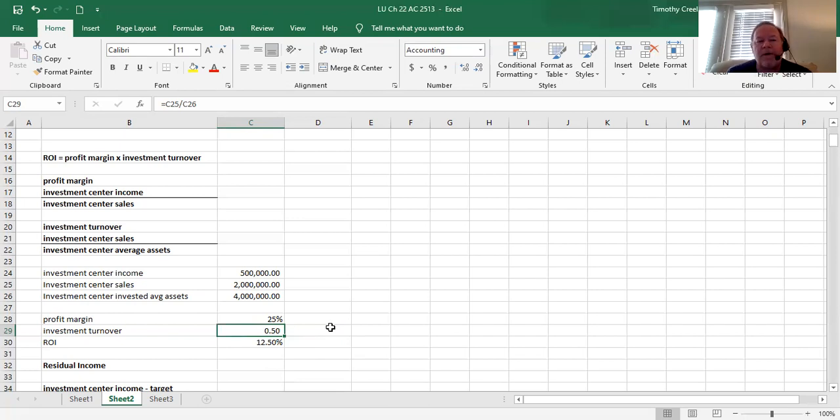Now, ROI is very well used. It's easy to understand. It also basically, again, like I said earlier, you can evaluate different parts of your company that are of different size and get an even evaluation of them. It doesn't give any real preference to size when you're looking at different parts of your company. So it's good. The one downside to ROI that you'll see has to do a little bit with agency theory.